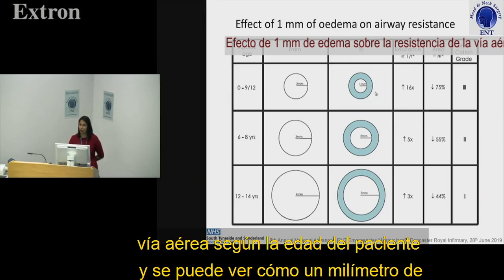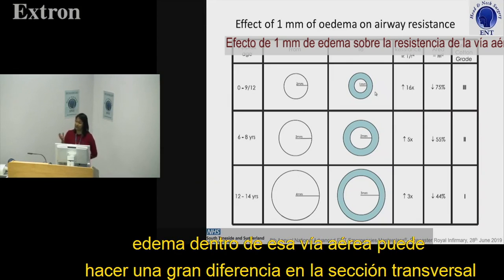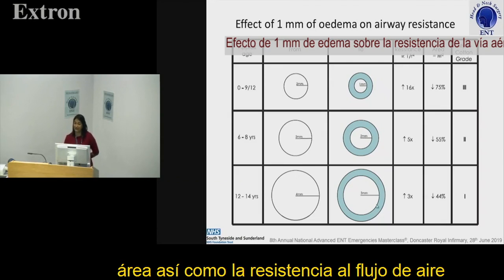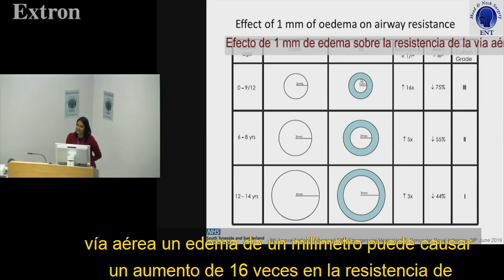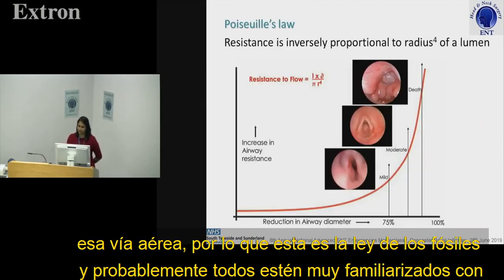And you can see how 1 millimeter of edema within that airway can make such a big difference in the cross-sectional area, as well as the resistance to flow of air through that narrowed airway. So if you've got a kid with a 2 millimeter airway, a 1 millimeter edema can cause a 16-fold increase in the resistance of that airway.